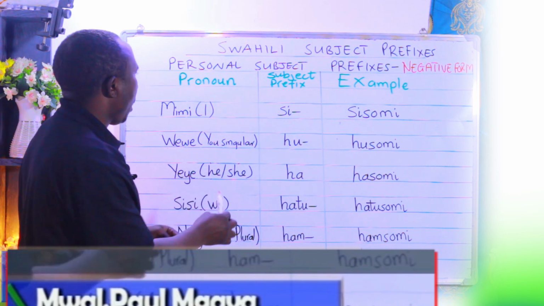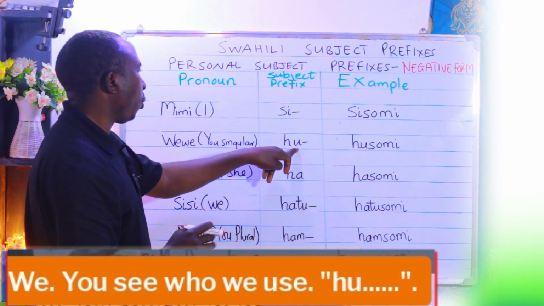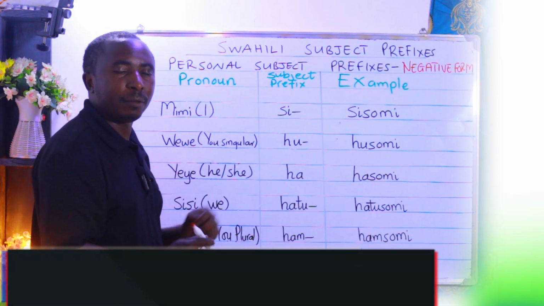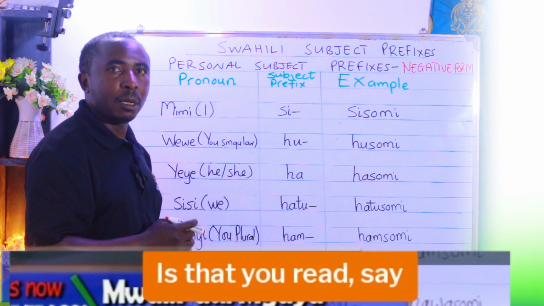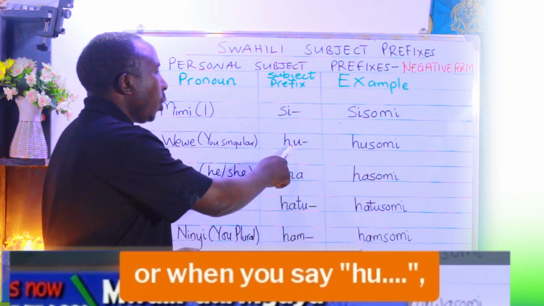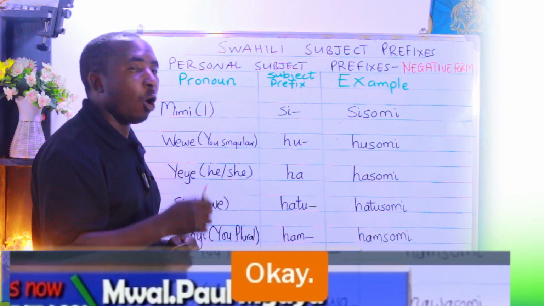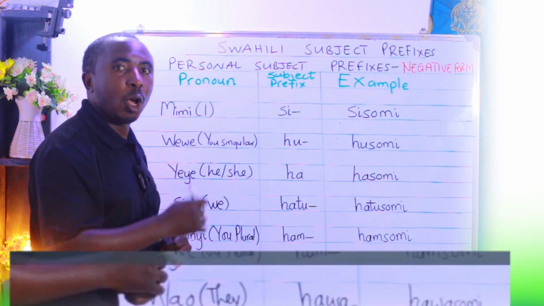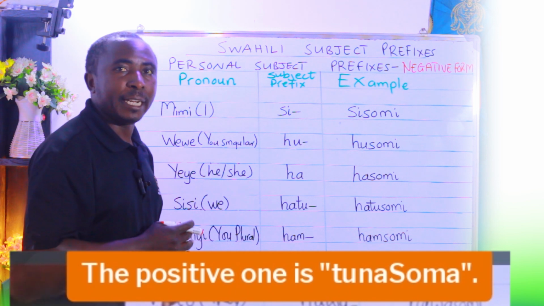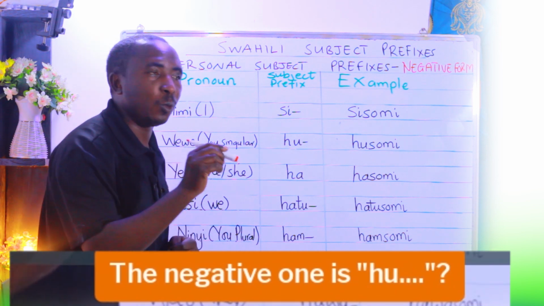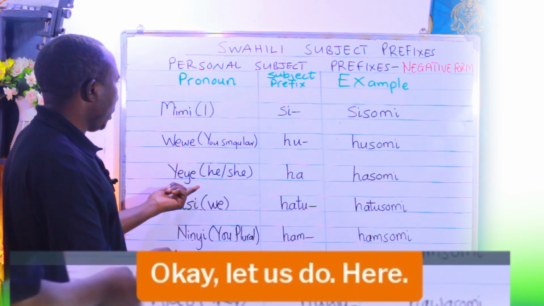Okay? The subject prefix in negative form we use is hu. For example, unasoma, you read. When you say hu, it is saying no to something. Okay? Husomi. The positive one is unasoma. The negative one is husomi. Okay? Let us do here.